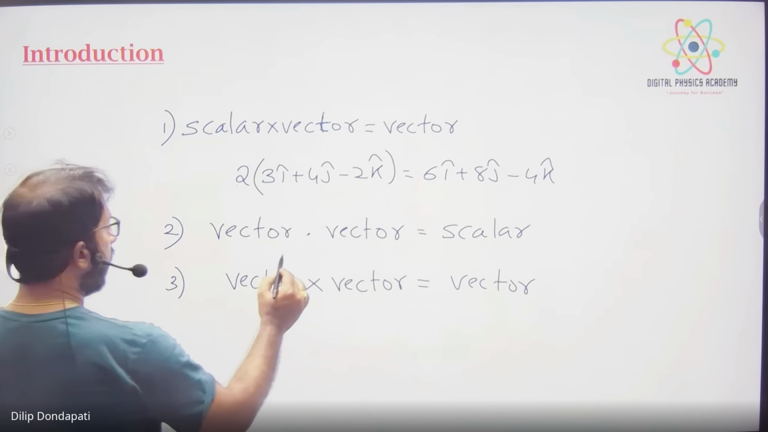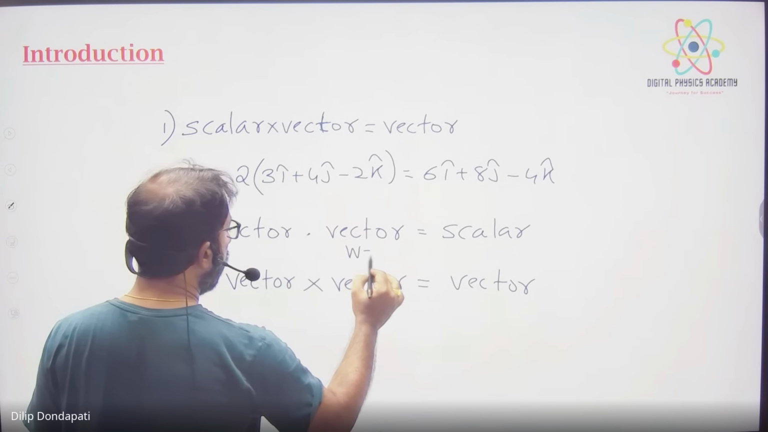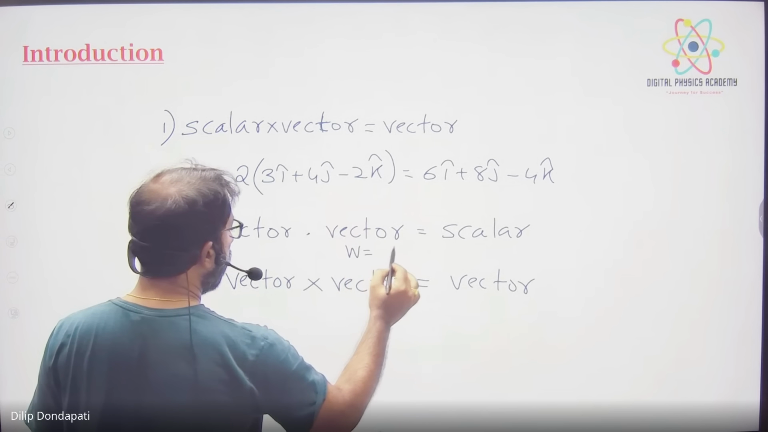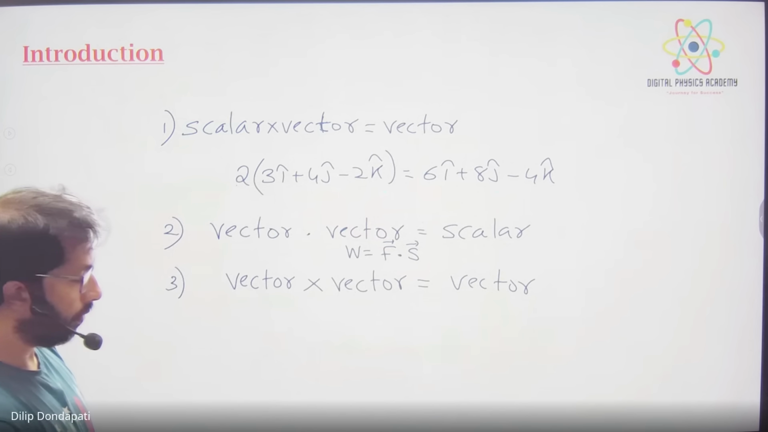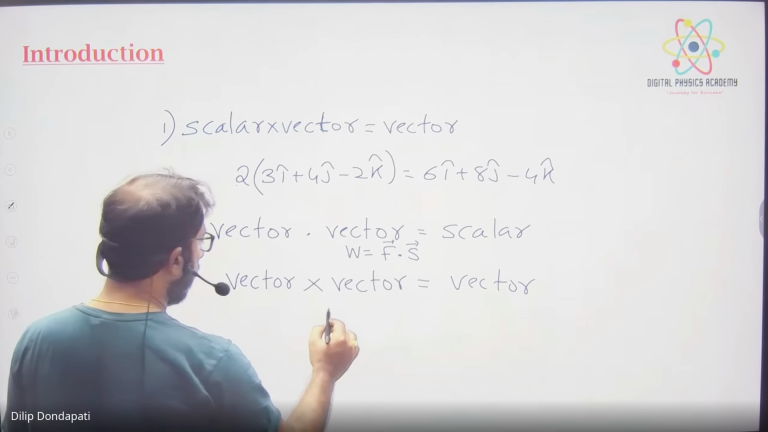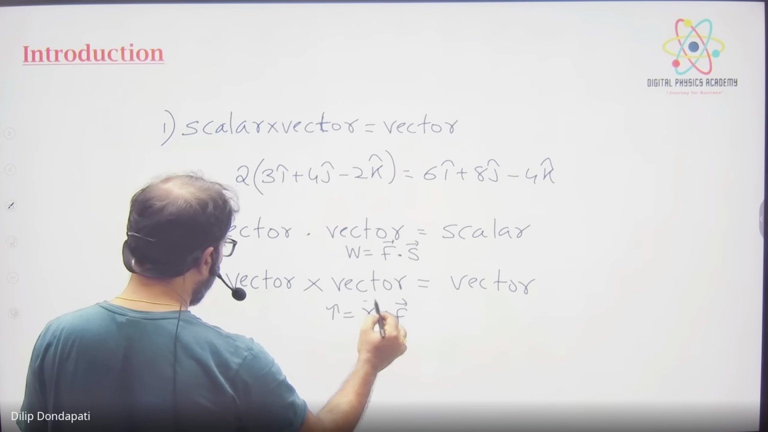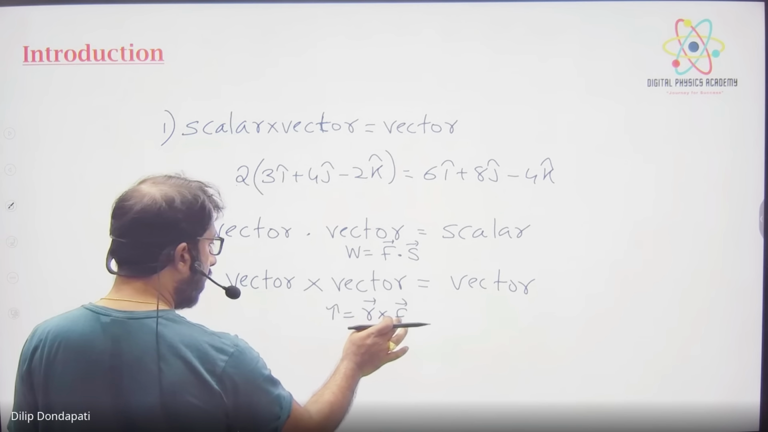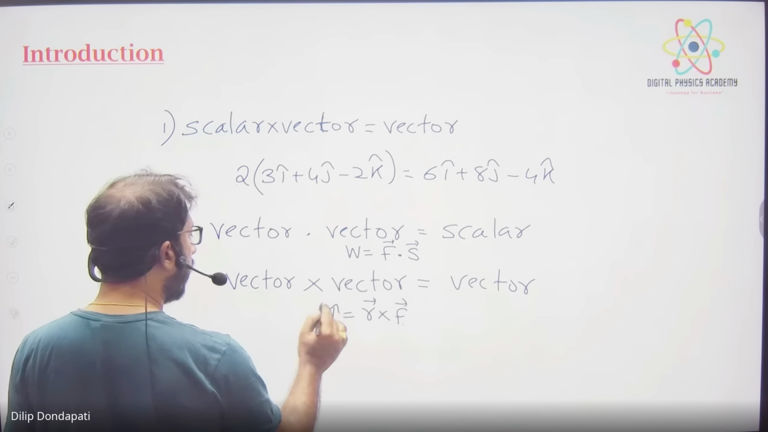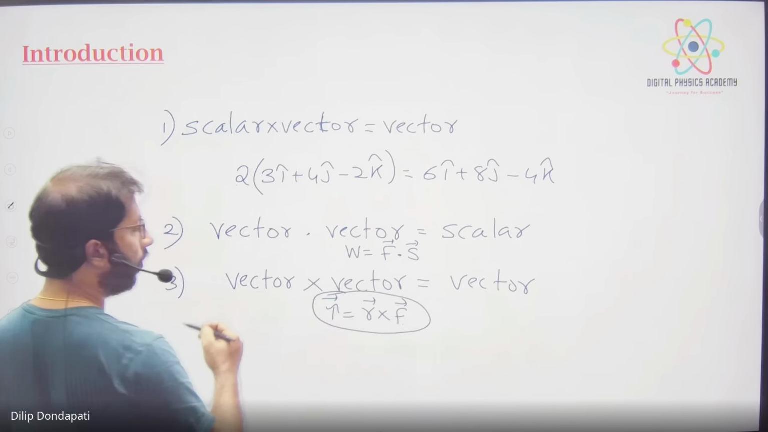For example, work done. Work done is equal to force dot displacement. Look, force is a vector quantity, displacement is also a vector quantity, but the dot product will be a scalar. Work is a scalar. And the famous one for cross product is torque, R cross F. Look, R is the displacement vector, F is also a vector, and their cross product is also a vector. Torque is also a vector. Torque is nothing but moment of force, it will come later.